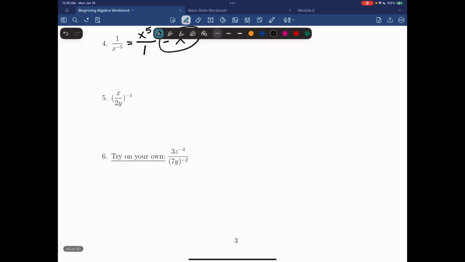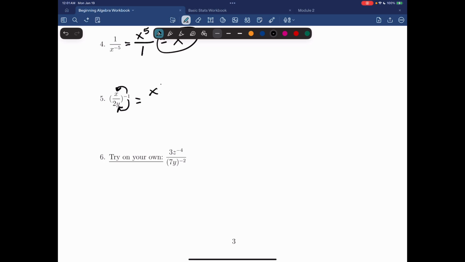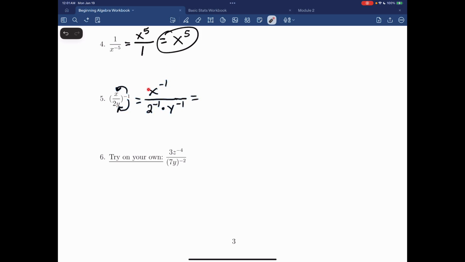Looking at example number 5, we have x over 2y all raised to the negative 1 power. So to evaluate this, I'm going to take that negative 1 and distribute that power to both the x and the 2y. So this looks like we have x raised to the negative 1st power all over 2 to the negative 1 power times y to the negative 1 power. Well, in the numerator, we have x to the negative 1. So to make this exponent positive, I'm going to bring the x down to the denominator. So we get x to the 1st power.